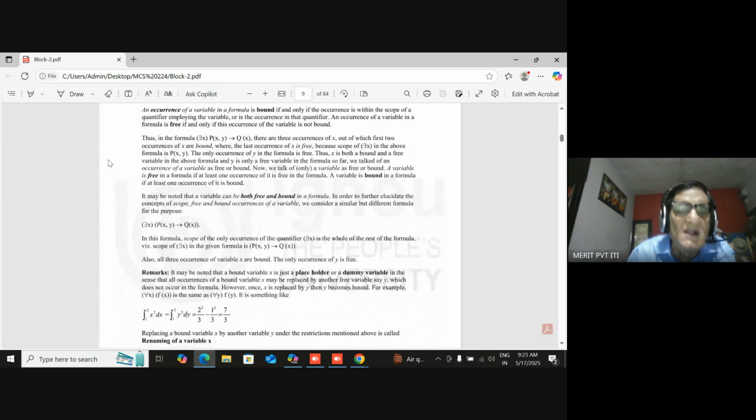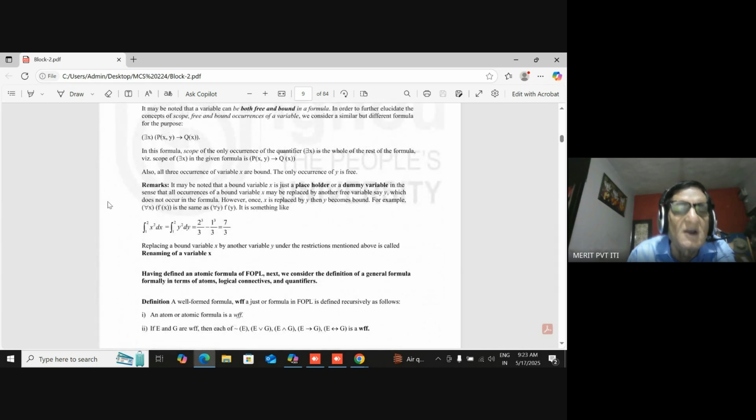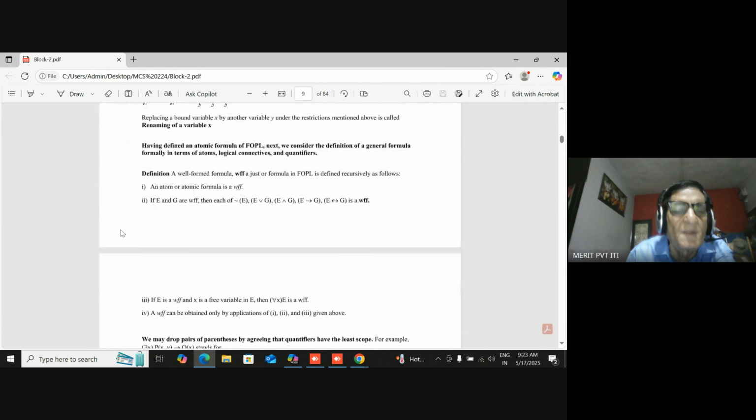So these are all the things which are there. So examples are there. Say, integral of x square dx is equal to this. It is a normal integration, but it is being given between 2 and 3 and all that. So that type of thing.